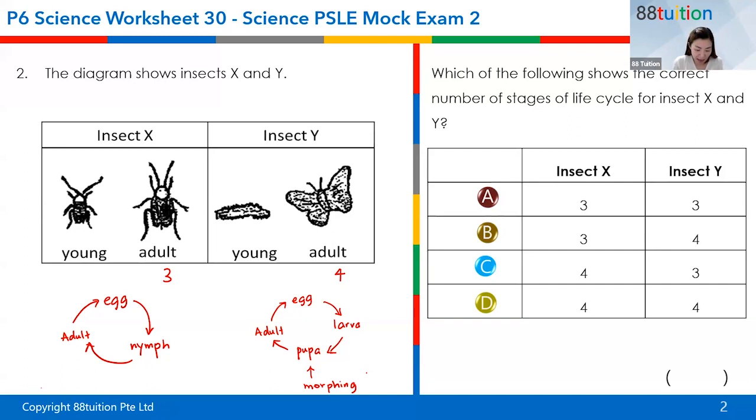Can we say young instead of nymph? This is actually the young stage, but very specifically, we call it the nymph because it's only applicable to certain insects. For example, if we talk about the butterfly, we don't call it the nymph, right? We call it the larva. But then there's another intermediate stage, which is the pupa. So yeah, it's transforming, correct? This is the word morphing.